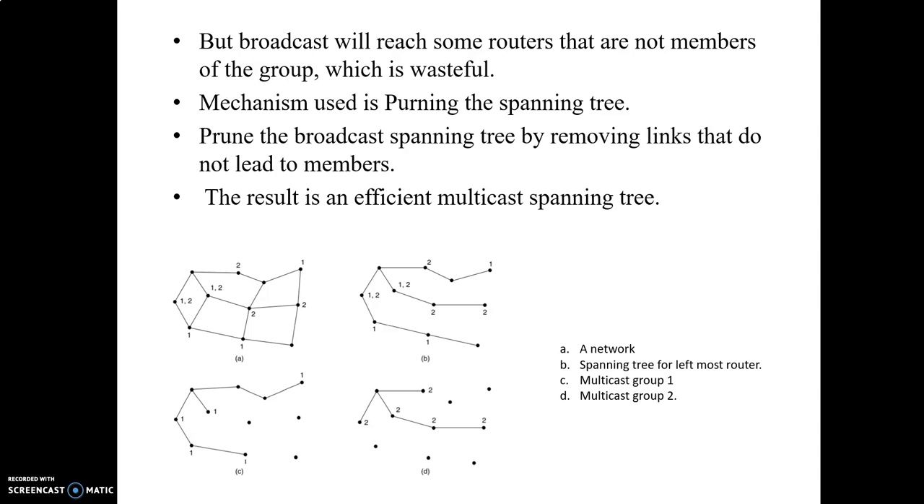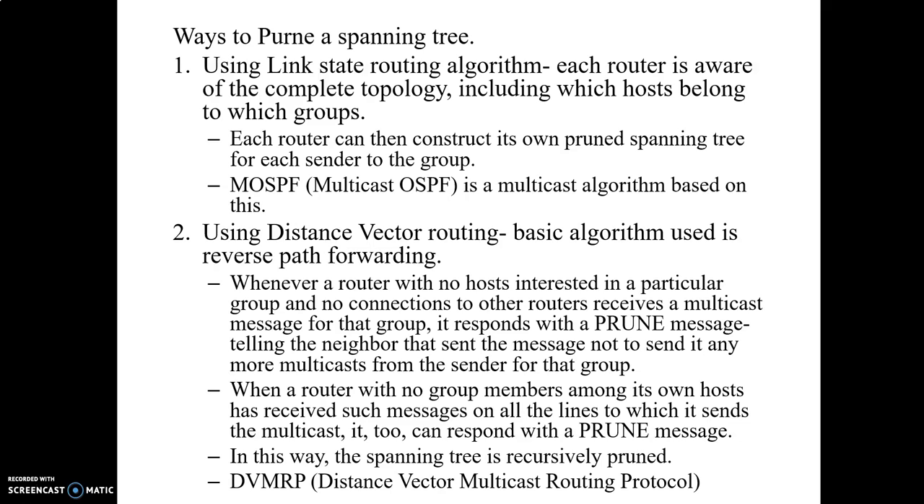We eliminated those nodes which were not part of 1, and in D we removed those nodes which were not part of 2, right? So that is called pruning the tree. Now how do we prune this spanning tree? How do we remove the nodes and edges which are not part of the multicast group?